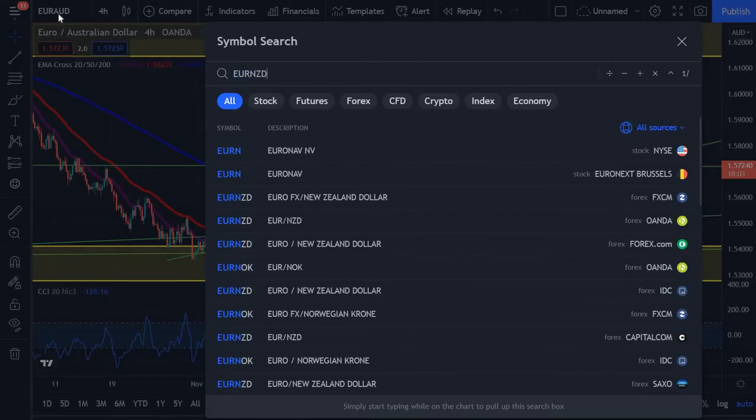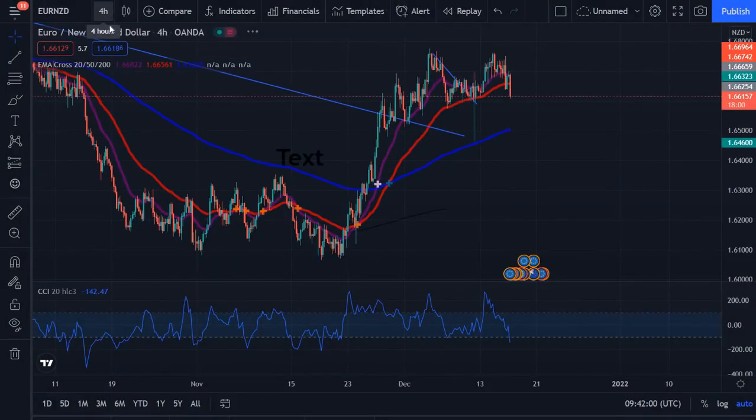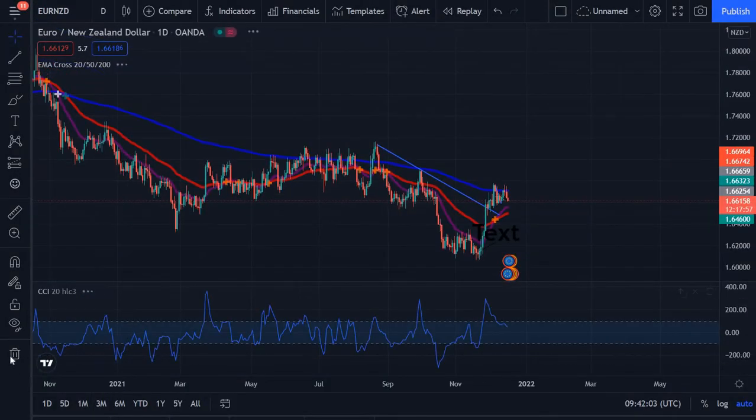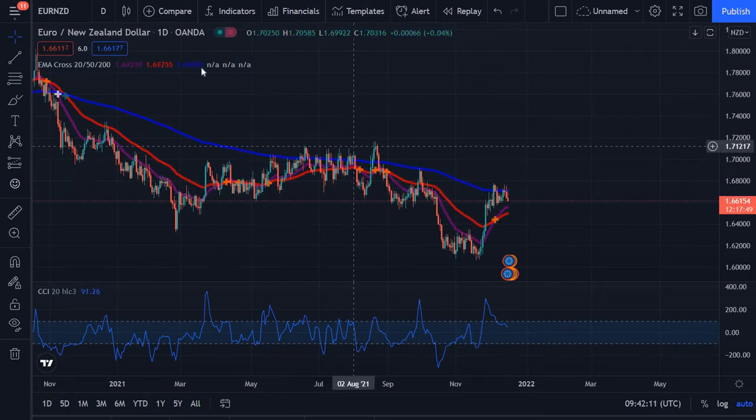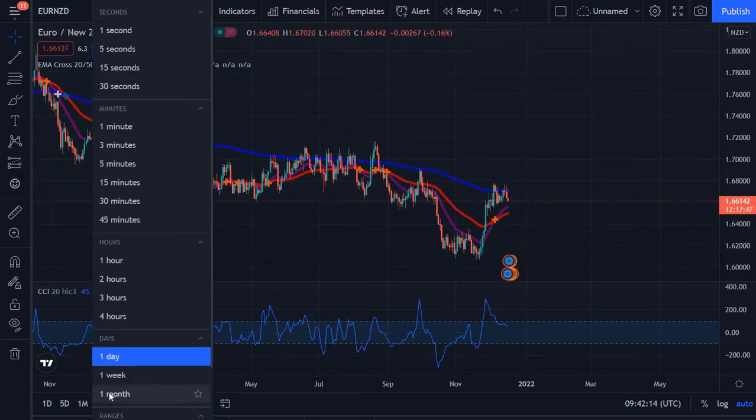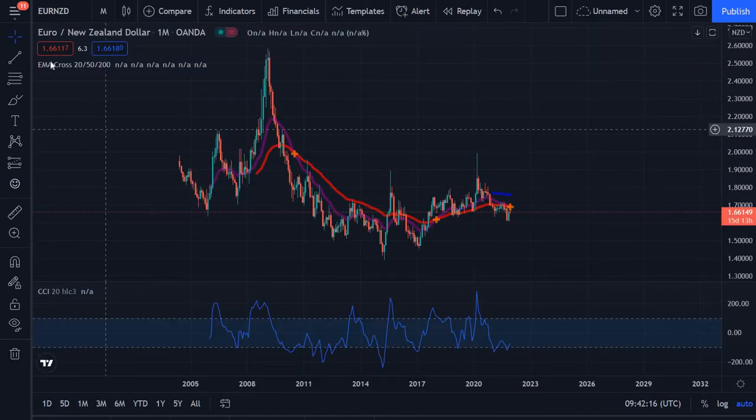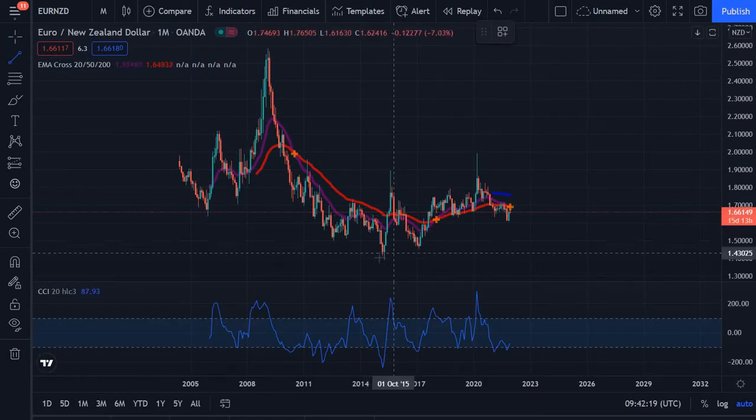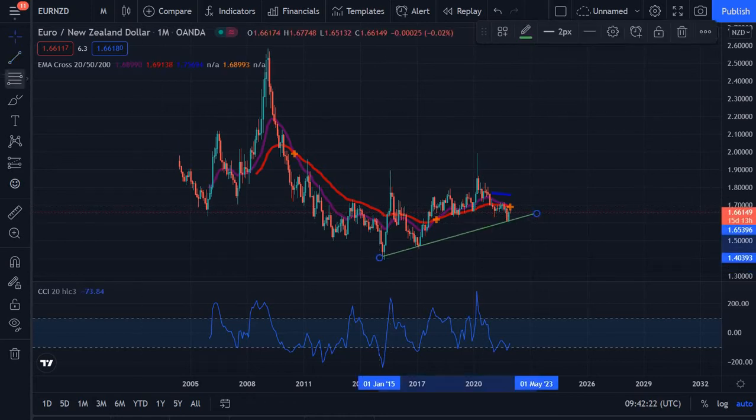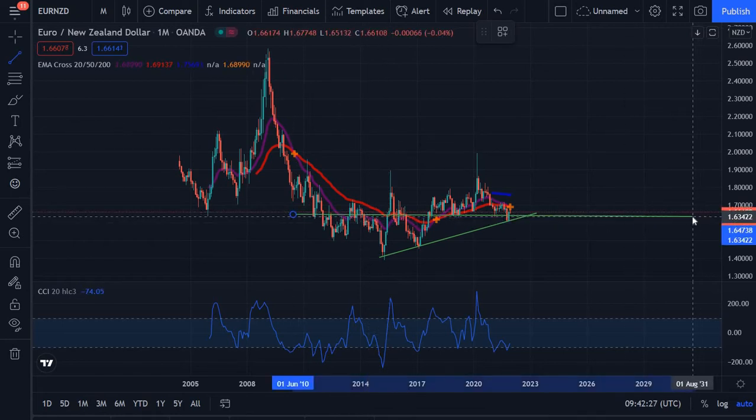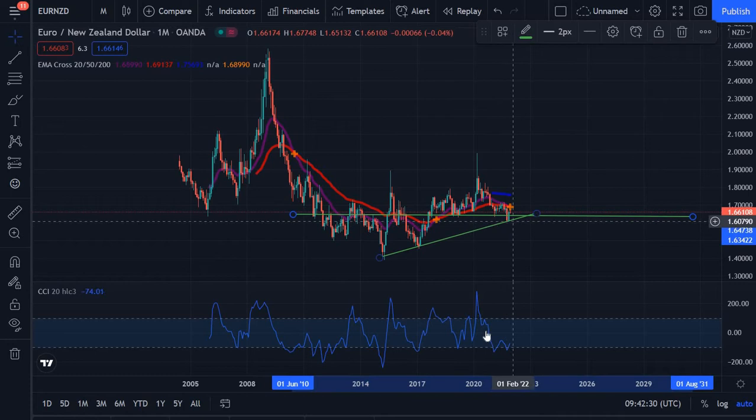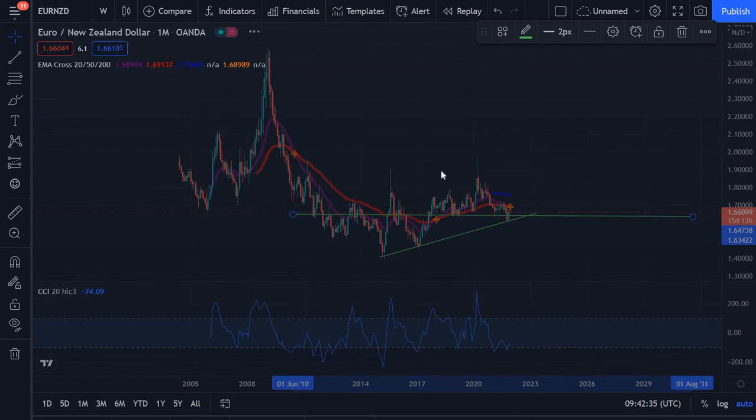Checking the Euro NZD. Let's start here with the daily. So here kind of a rejection, probably a double top at the 200-day EMA. Let's check the monthly. The monthly here kind of a bit of an uptrend, but here we broke this support line, but here now retesting the trend line again with this bullish move to the upside, similar to EURAUD.